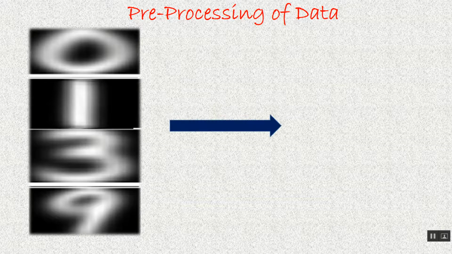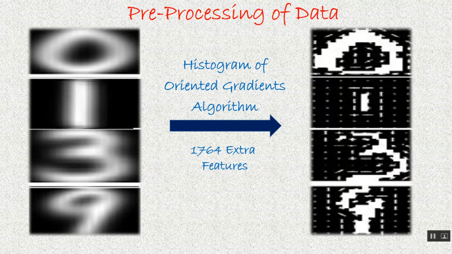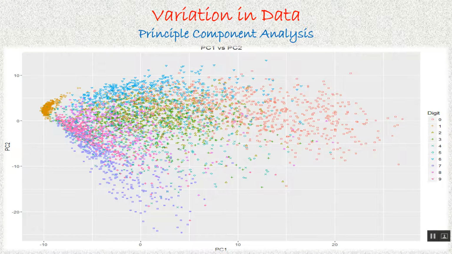Then we ran our data through the HOG algorithm to get 1764 extra features from each digit sample. Using this, we leveraged intensity gradients and edge directions to increase the accuracy of our model. We also ran principal component analysis to observe how much variation is present in our data.